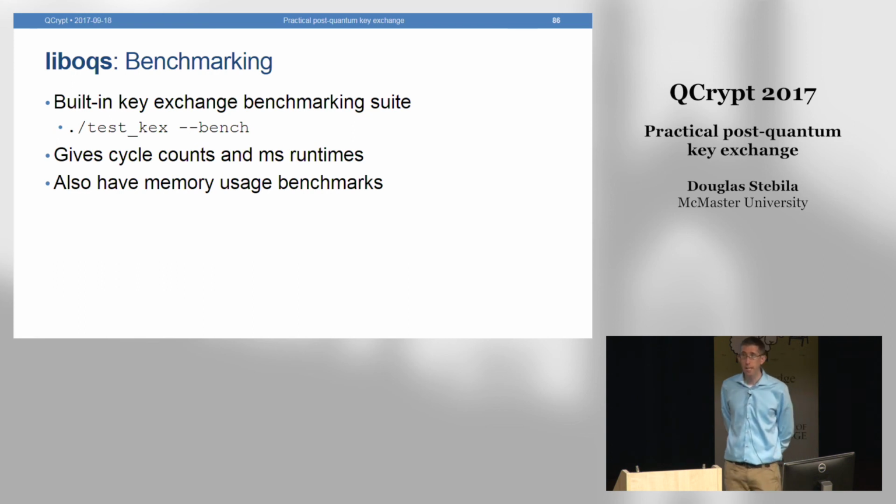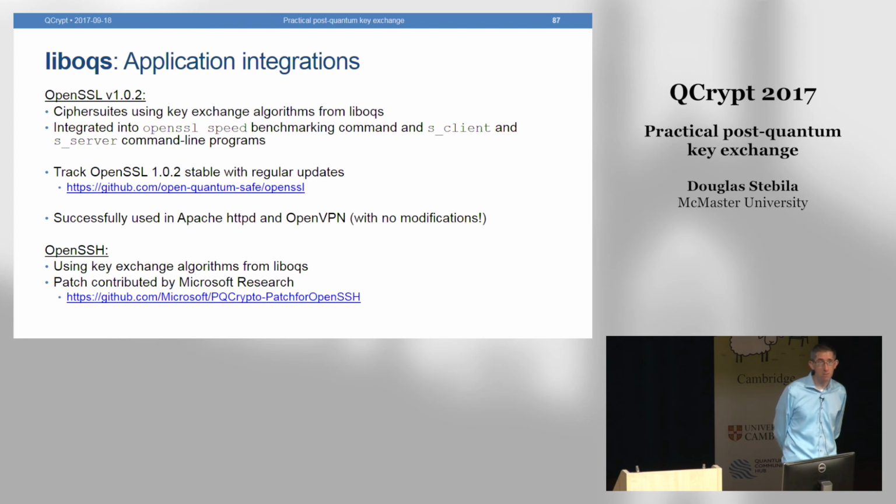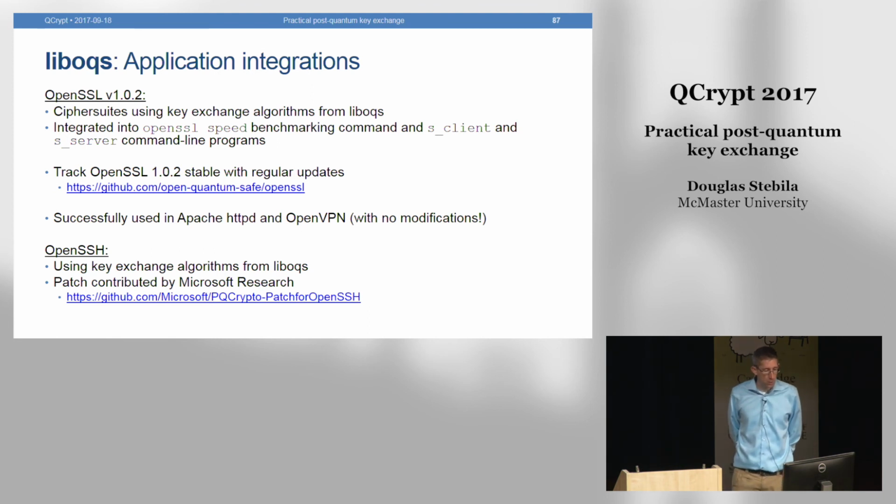But the other key component of our library are these application integrations. Like I said, we've integrated into the OpenSSL library. So this means we can do SSL cipher suites using key exchange from liboqs, our library. And this is allowing us to successfully do post-quantum key exchange in the Apache web server, as well as other applications. Someone emailed us out of the blue saying that they'd used this in OpenVPN, which is virtual private networking software, and they just directly used it with no modifications to the library whatsoever. So it really made it easy to prototype these post-quantum algorithms. We're working on integrating this into OpenSSH to be able to demonstrate secure shell login using post-quantum algorithms, and that's being done with some help from some colleagues at Microsoft Research.